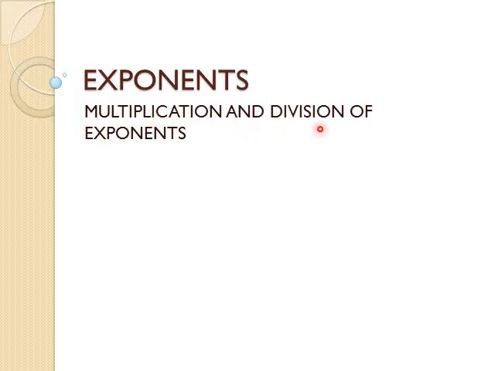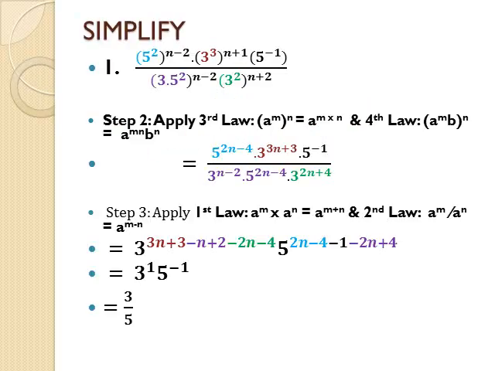Here we're looking at multiplication and division of exponents, right? So in problem number 1, you have 5 to the power 2, all raised to n minus 2, 3 to the power 3, all raised to n plus 1, 5 to the negative 1, 3 to the power 1 times 5 squared, all raised to n minus 2, 3 to the power 2, all raised to n plus 2.